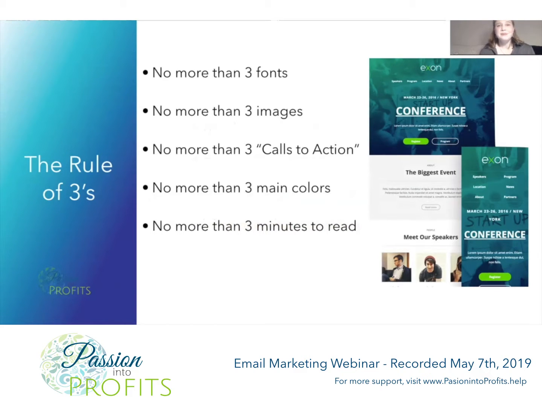This is the rule of 3. To me, this is vital, and there's a write-down spot in your workbook for this. Don't use more than 3 fonts. Don't use more than 3 images. Don't use more than 3 calls to action or click here links. Don't use more than 3 main colors. It just gets too visually busy. And don't make it more than 3 minutes to read. Even shorter is better. People are looking for bite-sized, digestible pieces of information that they can access quickly, and it's visually pleasing, and it's something that they don't have to take a lot of time to really process.